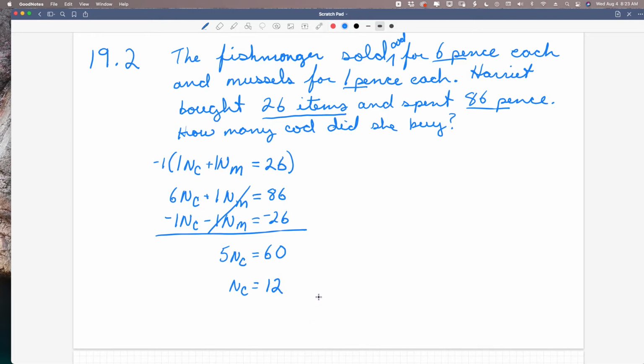Now, what is the question looking for? It says, how many cod did she buy? So did we find the number of cod? Yes, there's 12 cod. Do we even need to go and find out how many mussels? No. We can stop right there because the question is asking about cod. We don't have to substitute this in and find the number of mussels. We don't have to, because this is all the question wants.